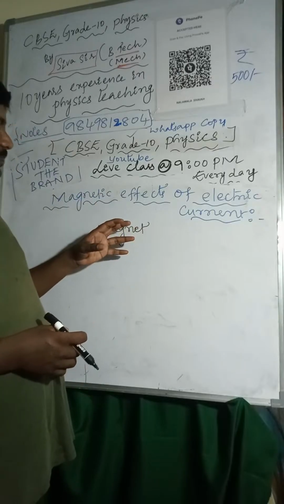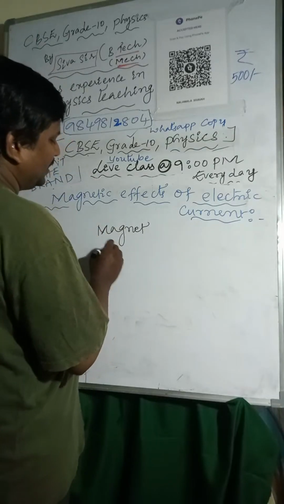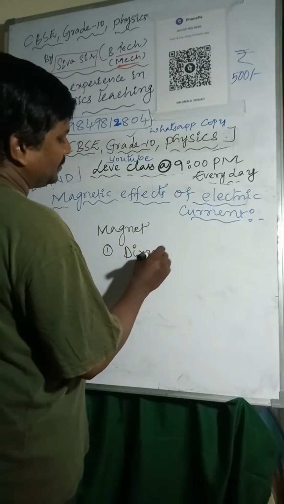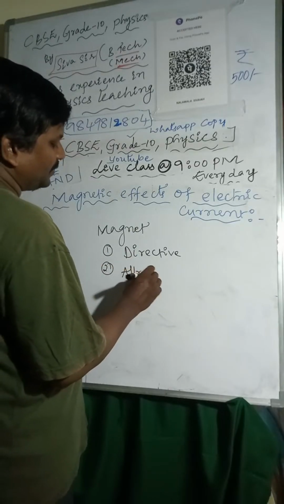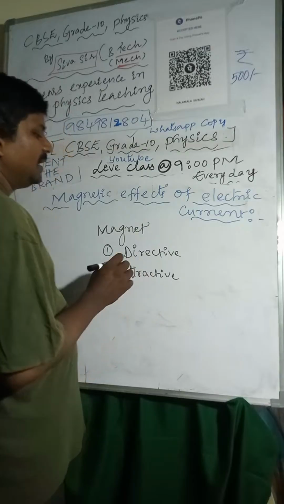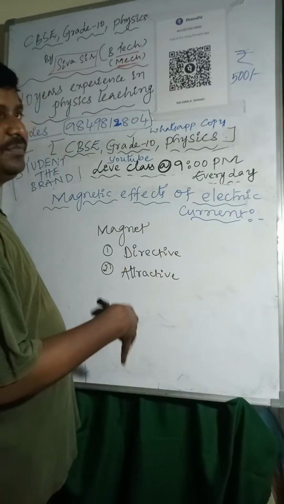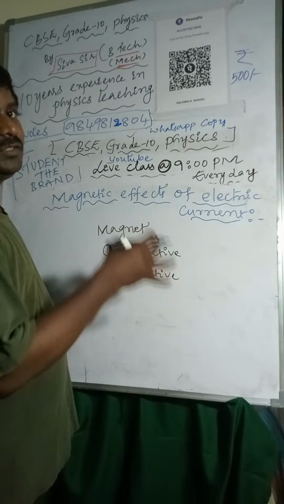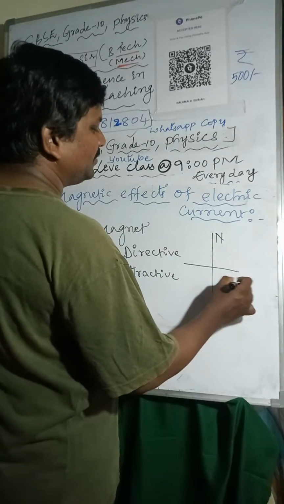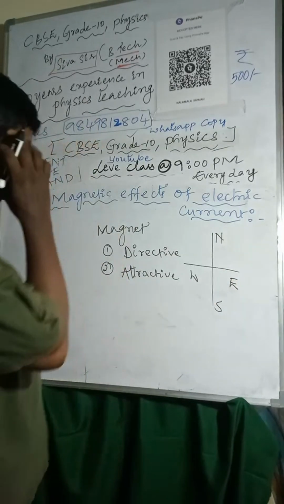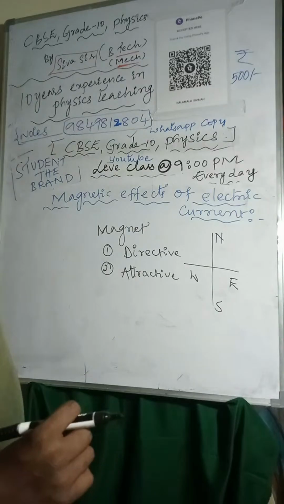Coming to the magnet, there are two properties. One is the directive property, and the other is the attractive property. The directive property means that if you suspend the magnet freely, it always shows the north and south direction.